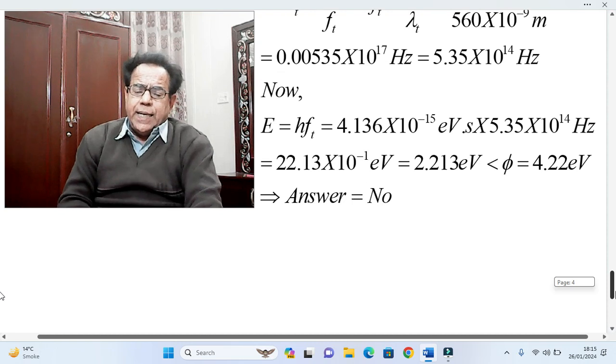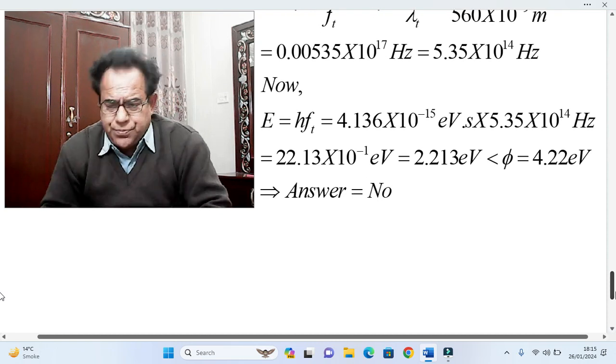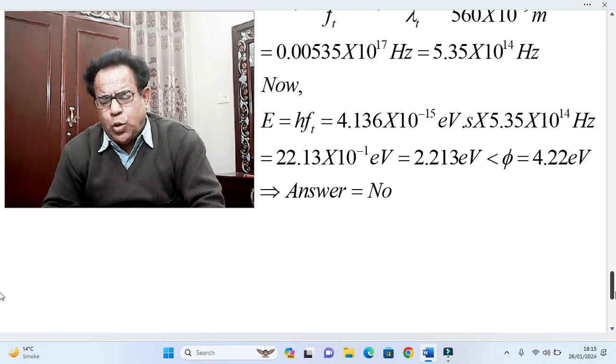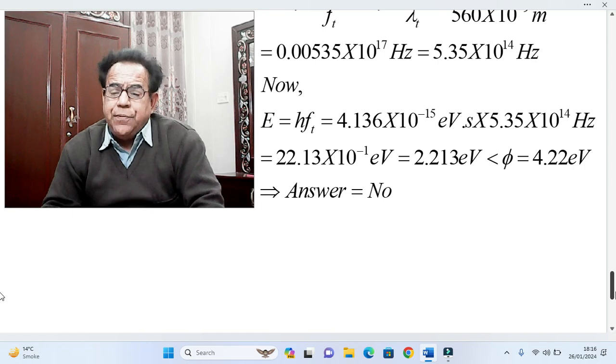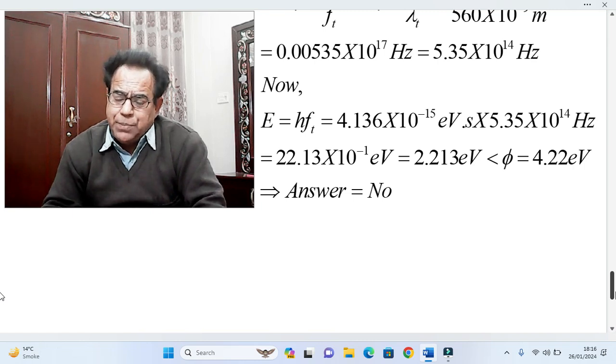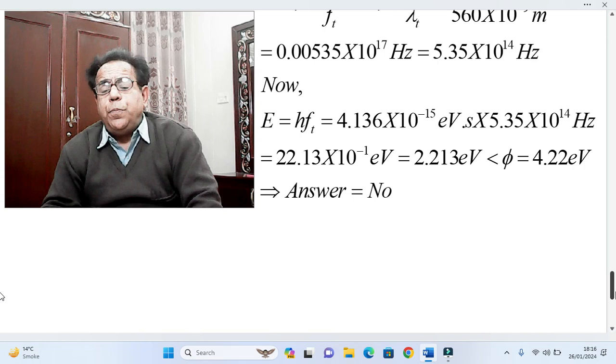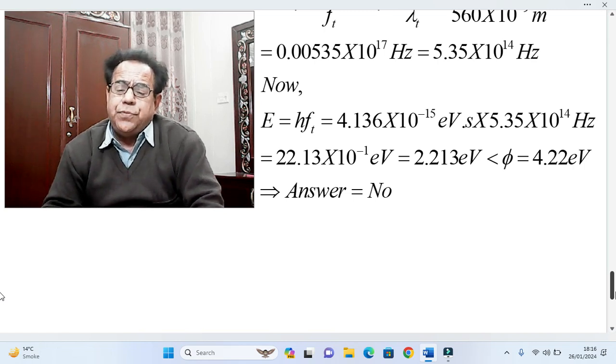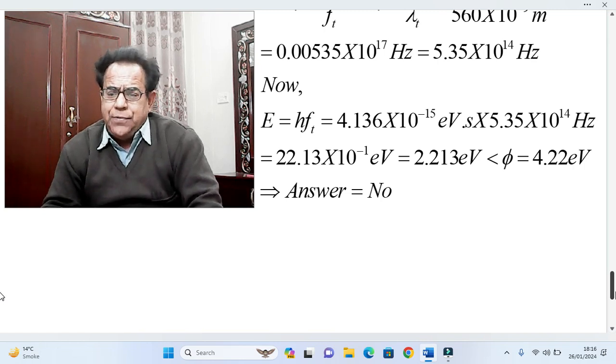Now energy E is equal to hf. Here f is a threshold, so ft, E is equal to hft. The value of Planck's constant h has been given in the table, which has been included as snapshot number 1 in this problem, and it has been given in two different systems of units. From those, we have chosen one value of Planck's constant h, and the value of ft, that is threshold frequency, we have calculated in the above step, which is 5.35 into 10 raised to the power 14 hertz. So next, just simplification.